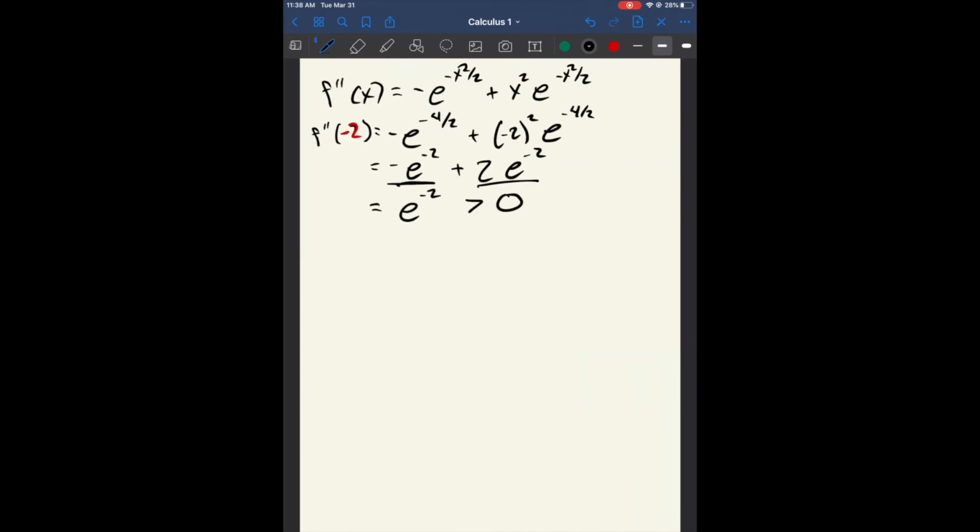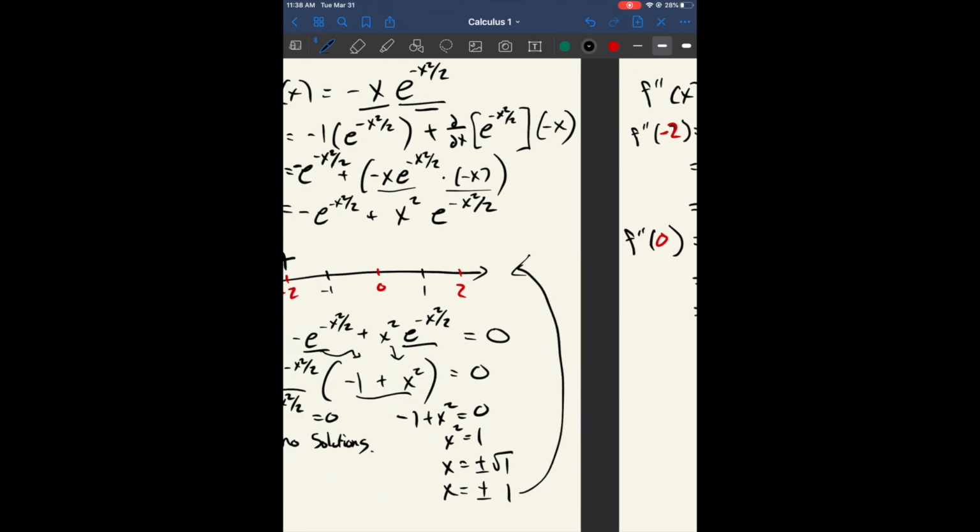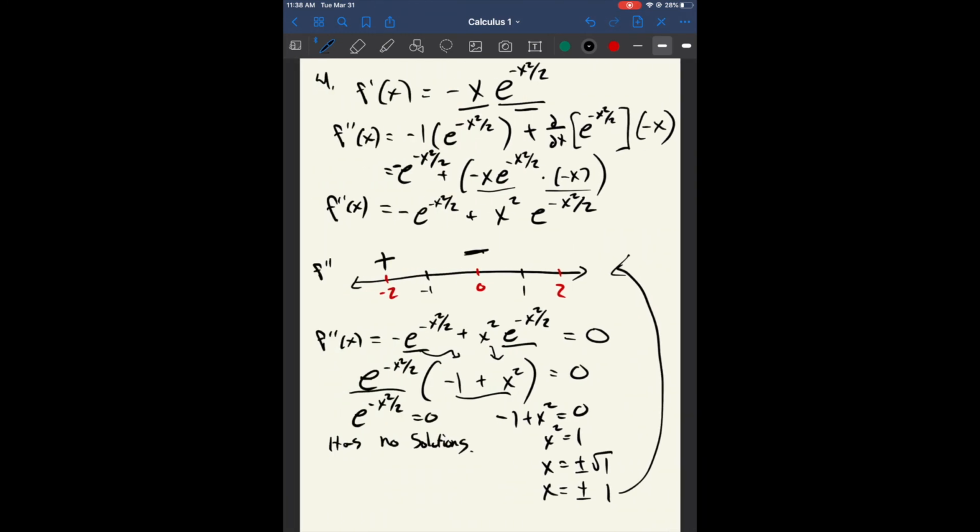Okay? Now let's plug in x equals 0. Okay, so f double prime, we're plugging these into f double prime. Okay, so here's 0. Okay, so here's minus e to the minus 0 squared over 2 plus 0 squared e to the minus 0 squared over 2. Okay, so this term you can see is going to go away, so that's plus 0. And then here we have minus e to the 0. So really in the end, this is giving me minus 1. Okay, and you definitely can see that that's less than 0. Okay, so we're going to go back to our number line, and we're going to write down a negative here, right? Because f double prime is negative.